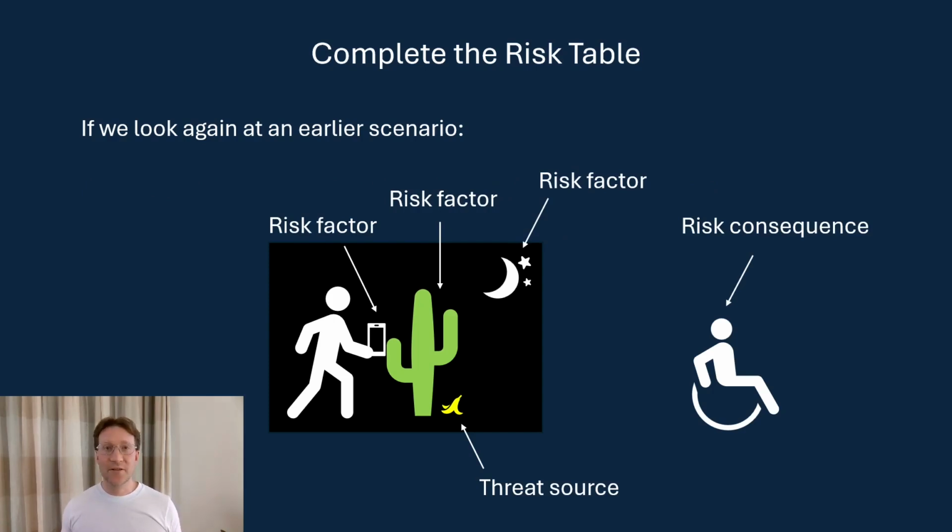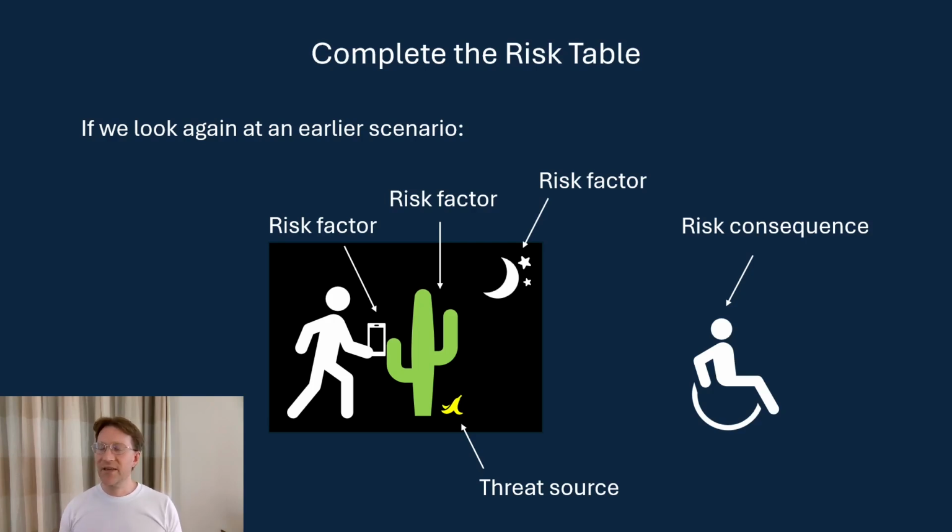The banana peel is the threat source because that's where the whole situation begins, with the person stepping on the banana peel and slipping. The fact that it's nighttime is a risk factor because this makes it harder for the person to see. So it's more likely that they will not see the banana peel and step on it. The phone is a risk factor because it's distracting the person, so it's making them less likely to be aware of their surroundings and therefore more likely to step on the banana peel.